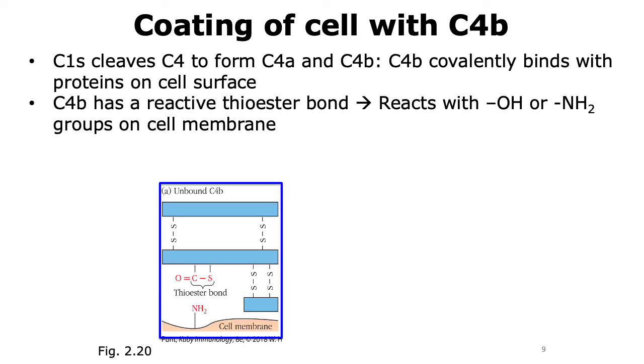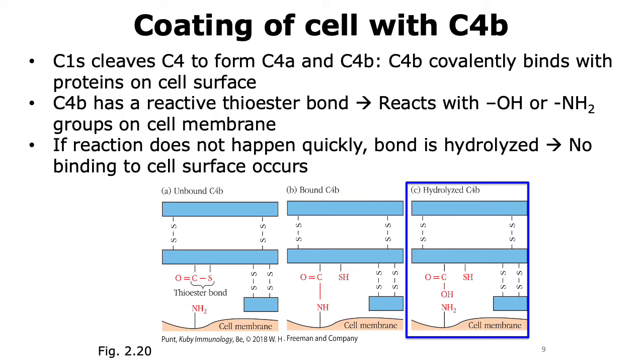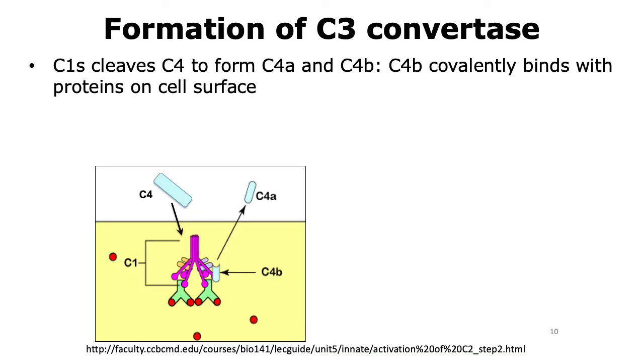This is because the C4b fragment has a reactive thioester bond. This reactive thioester bond can react with hydroxyl or amino groups that are present on proteins of the cell membrane of the pathogen. And by forming this covalent bond, it is able to bind to the cell surface and coat the cell surface of the pathogen. This reaction has to occur very fast, and if this reaction does not happen quickly, then that thioester bond is hydrolyzed by reacting with the surrounding water. And when this happens, then the C4b fragment will not be able to covalently bind to the cell surface of the pathogen.